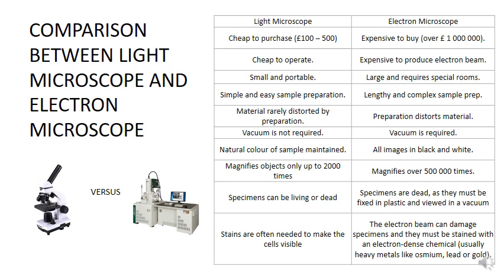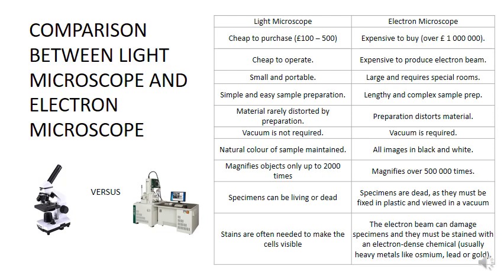This is the comparison between light microscope and electron microscope. So you can see that the light microscope is rather cheap compared to the electron microscope. And the light microscope is cheap to operate. However, the electron microscope is more expensive, because it is required to produce an electron beam. And the light microscope is small and can be portable. So in this case, this is the light microscope, and this is the electron microscope. The light microscope is a bit small in size, and the electron microscope is large and does require a special room.